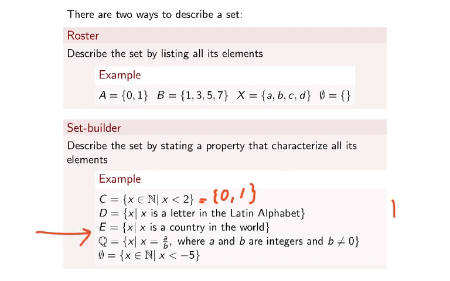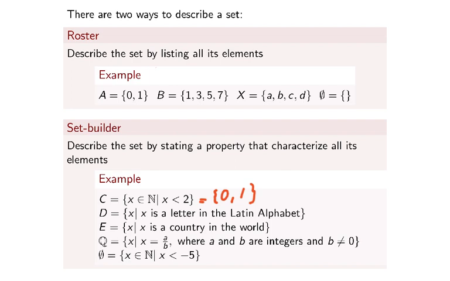The set Q, this is a very particular set, the set of the rational numbers that can be defined as the set of x such that x is equal to a over b, where a and b are integer numbers with the condition that b is not 0. Well, this is just the set of fractions, right?